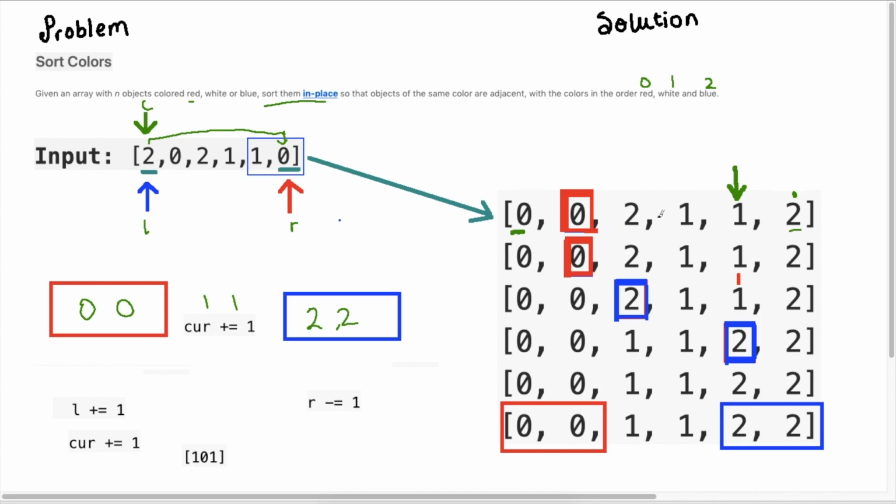Okay, so what happens in the next iteration after that? After that, we see our left pointer here, and we're going to check with the current pointer.